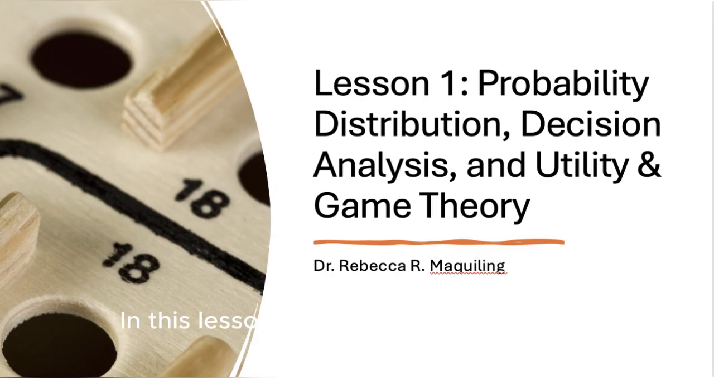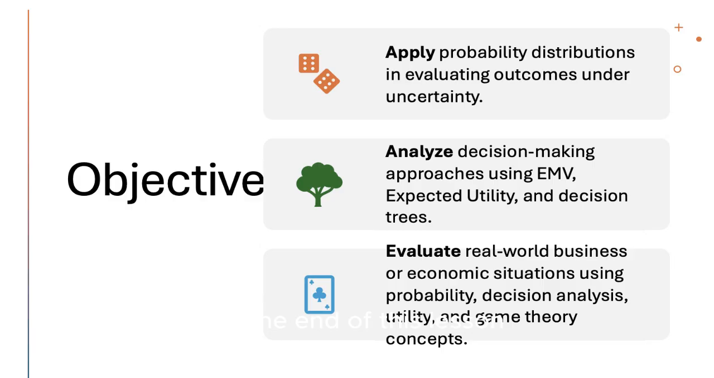In this lesson, we will cover 3 topics: probability distribution, decision analysis, and utility and game theory. By the end of this lesson, you will apply probability distributions in evaluating outcomes under uncertainty, analyze decision-making approaches using EMV, expected utility and decision trees, and evaluate real-world business or economic situations using probability, decision analysis, utility, and game theory concepts.